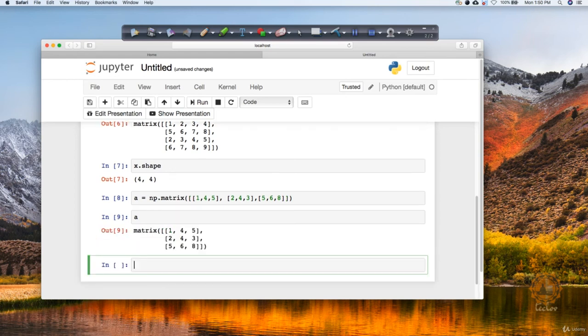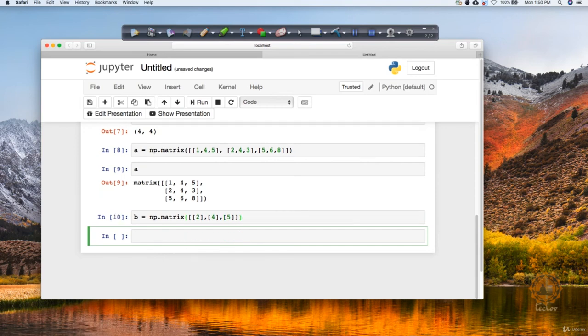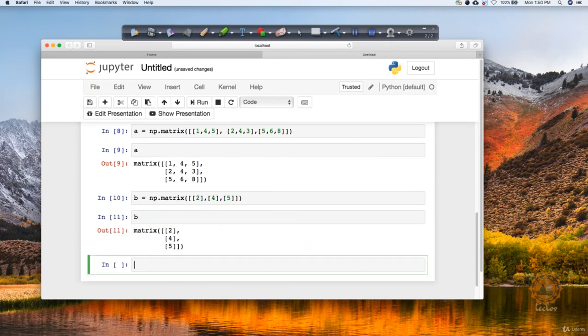Now if you look at this matrix A, it is going to look like this. Now let's define my second matrix, np dot matrix, and if I want to define it here, I can say 2 here, 4 here, 5 here. So I'm gonna plug in the value 5 here, right? Now let's execute this and look at this matrix also. We can see that this is the output.